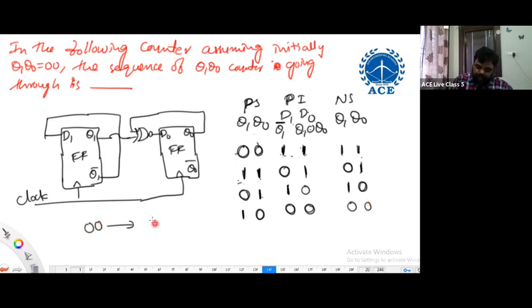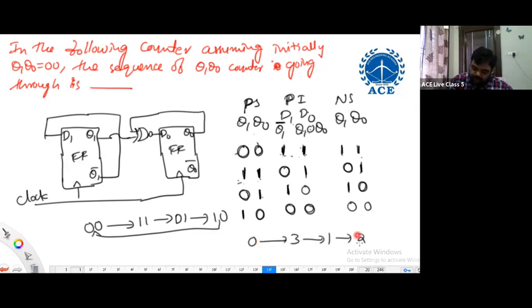We have to choose the correct answer. 0, 0 to 1, 1, 1, 1 to 0, 1, 0, 1 to 1, 0, and again back to 0. Or in decimal equivalent, we can say 0 to 3, 3 to 1, 1 to 2, and again back to 0. From 1, 0 again back to 0, 0.